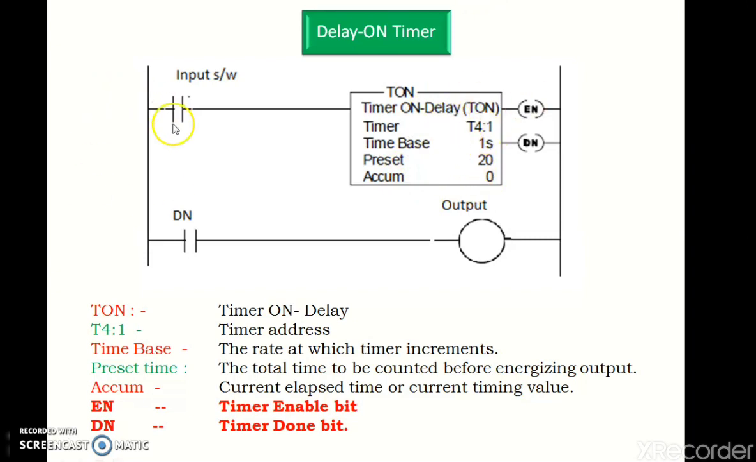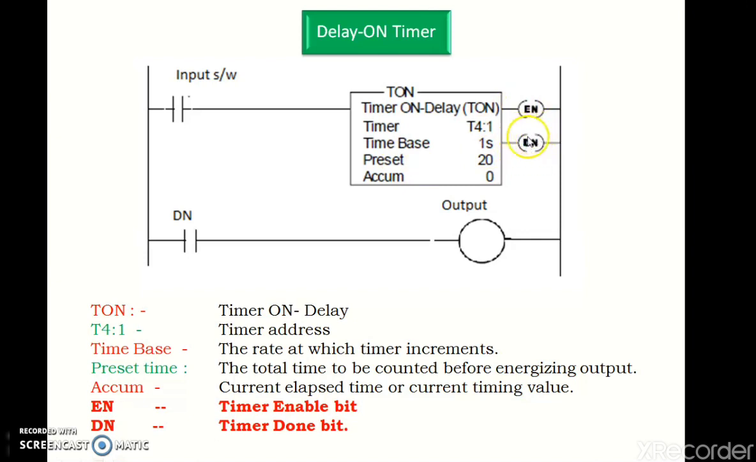Now as soon as this input switch is pressed, there are two bits, enable bit and done bit. Enable bit will get started. This is called as EN, timer enable bit. As soon as input is given, the timer is started, that is enable bit is on or energized. Now in this problem, when accumulated time will be equal to preset time, that is 20 seconds, the done bit will be energized, that is timer done bit.